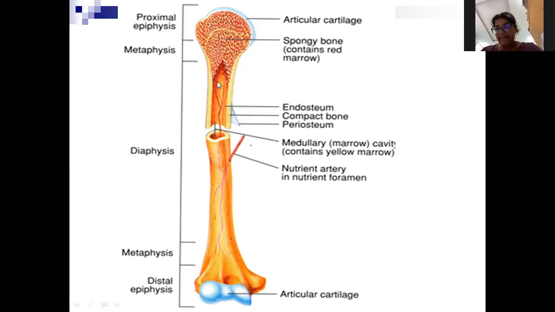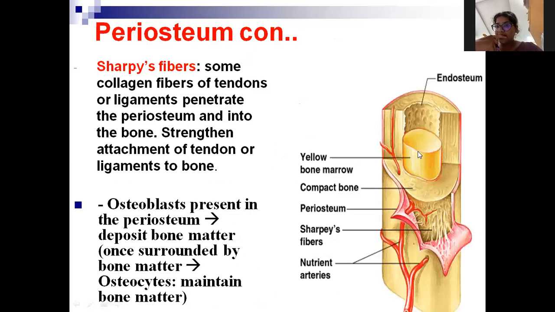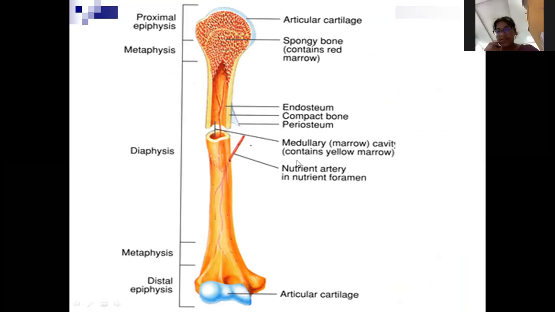Periosteum. Yeah, very good. Inner: endosteum. What is this empty lumen called? Medullary cavity. Okay. What is present inside the medullary cavity? Yellow bone marrow. Yeah, yellow bone marrow. Like this. Is it always yellow?